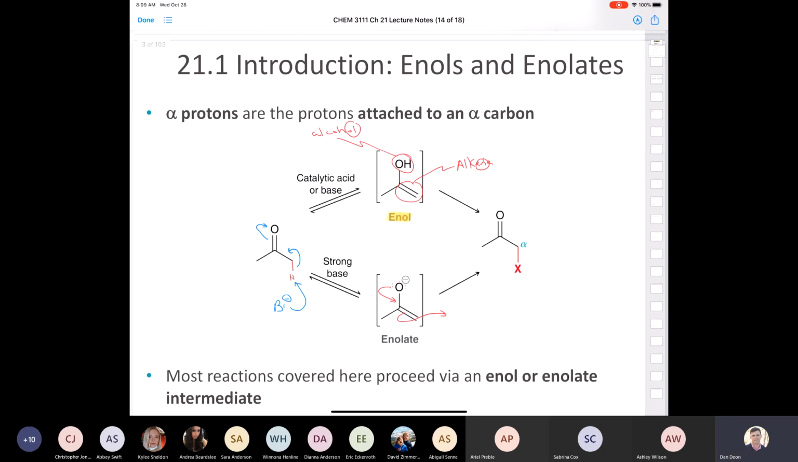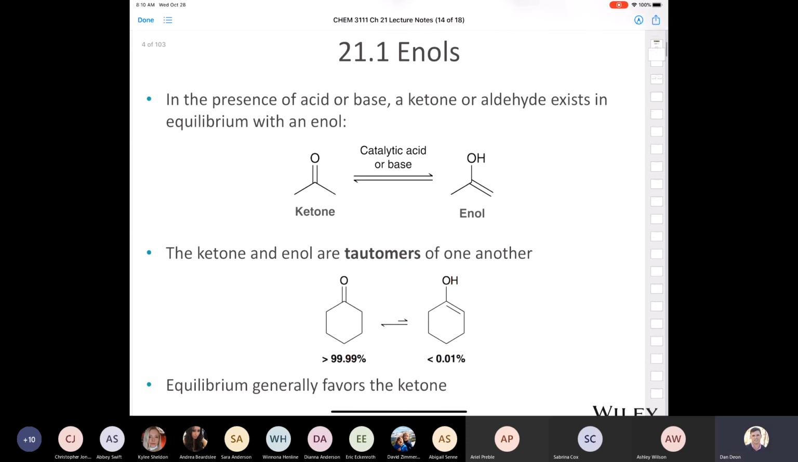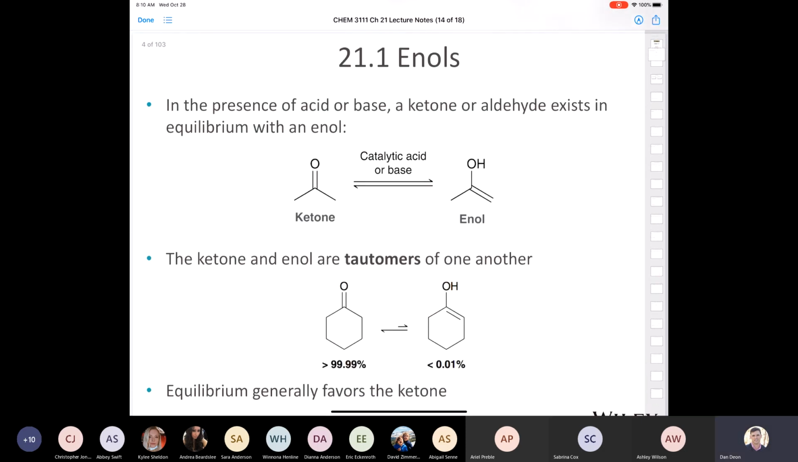So enolate, negative charge; enol. This is kind of the take-home message from the slide. You need to know what an enol is. So this is an enol, and then an enolate. I'll be honest with you, this chapter is largely going to deal with enolates. We're going to talk about those quite a bit more than we will enols, but at the beginning we will talk about enols. So here we go, a little bit more about enols.